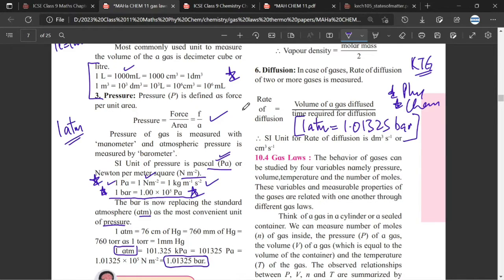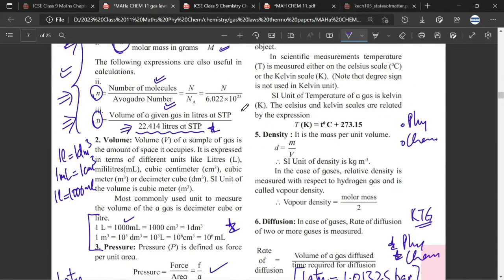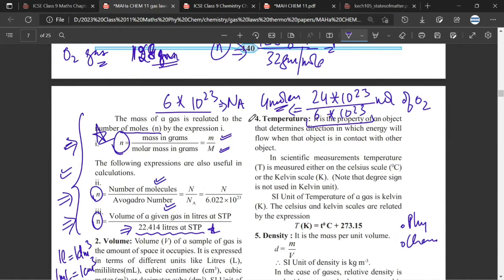So that is why I'm suggesting, make a sheet of paper. Write all the conversions on this sheet of paper. Would you be able to do that? Okay. Then temperature is easy.